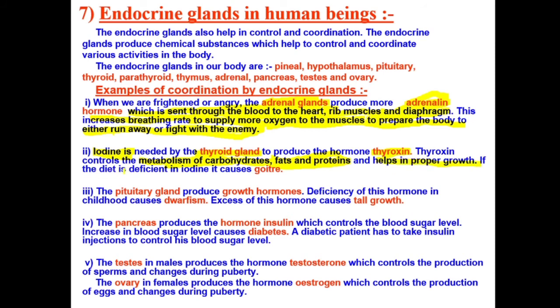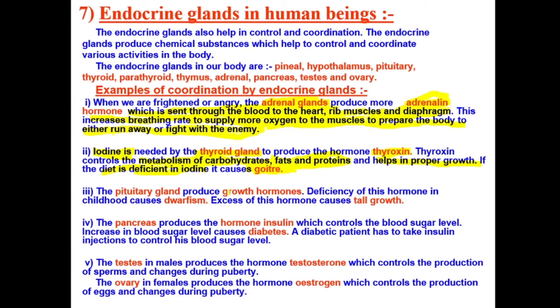And if there is any deficiency of iodine in the diet, if there is less iodine, the thyroid gland cannot produce thyroxine in a proper or sufficient manner. So what will happen? Your thyroid gland will start to swell. That we call goiter. So a question may come: what disease occurs in the absence of iodine in your food? That will be goiter.